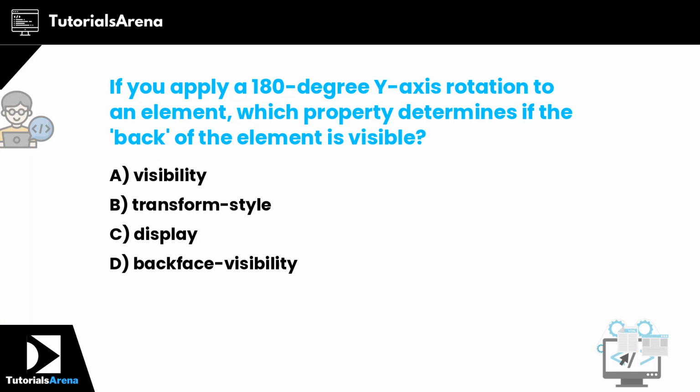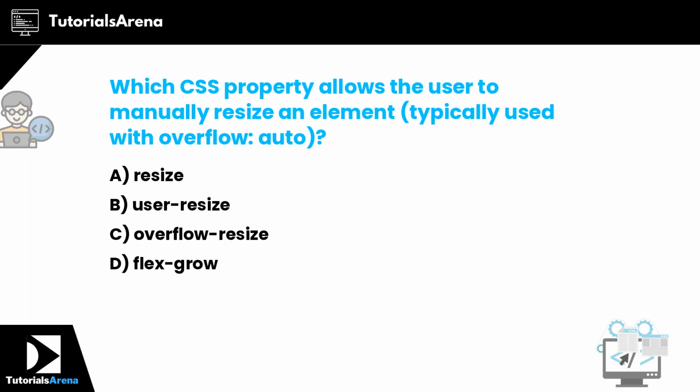If you apply a 180-degree y-axis rotation to an element, which property determines if the back of the element is visible? The correct answer is option D, backface-visibility. Which CSS property allows the user to manually resize an element, typically used with overflow: auto? The correct answer is option A, resize.